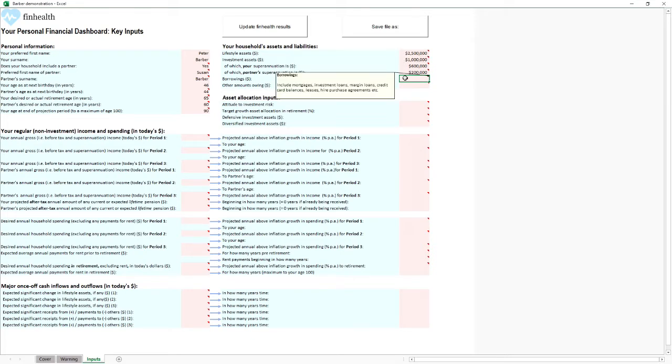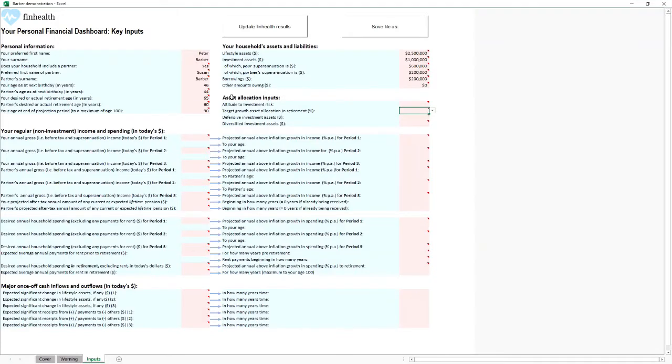Borrowings, there's currently $200,000 outstanding on a long-standing home loan, and other amounts owing are virtually nil. These numbers in the household assets and liabilities section allow current estimates of net worth and net investment wealth to be made, as well as providing inputs for the current measures of the investment wealth ratio, the retirement expenditure multiple, plus the tax effectiveness ratio.